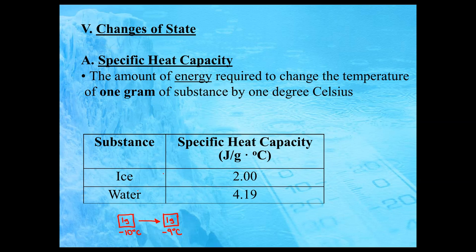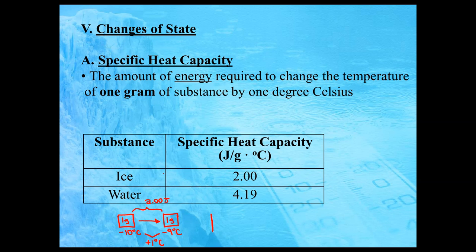What specific heat capacity is, it tells you how much energy would be required to do this. How much energy would be required to take 1 gram of ice and increase its temperature. So by increasing the temperature, it would be going up by positive 1 degree Celsius. The amount of energy to do this with ice would be 2.00 joules. So I need 2.00 joules of energy to take 1 gram of ice and increase its temperature by 1 degree Celsius. Well, let's look at water.